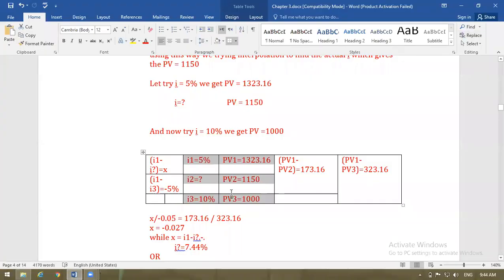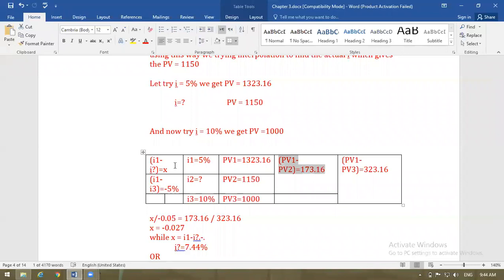So now here we are applying the interpolation. First of all, I am finding the difference between interest rate 1 and interest rate question mark, which is unknown, equal to x. And then in the second stage, the difference between interest rate 1 minus interest rate 3, which is 5% minus 10%, is equal to minus 5%.